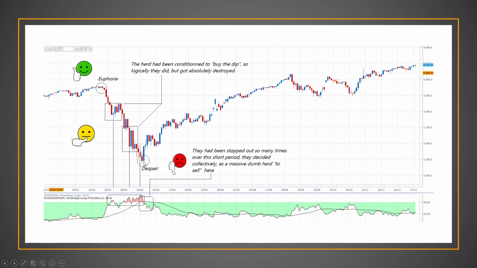And what would have happened here is that they would have read some news event, and it would have just cemented their fear, and it just added to their despair. So what they did at this point, they sold. As a collective herd, they sold. At this point, we can even see it on the actual candle. They've been stopped out so many times over the short period that they decided collectively to sell.